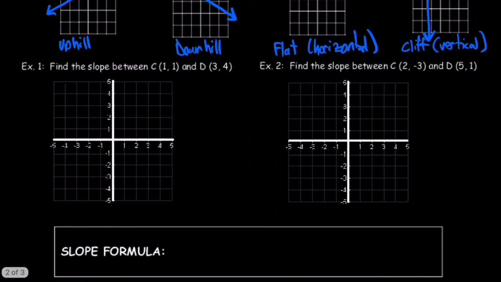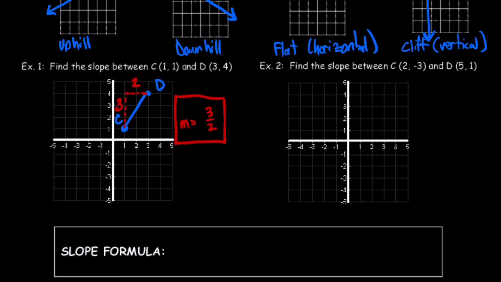First example, find the slope between C, which is 1, 1. Let's plot that point. There's C. And D, 3, 4. There's D. So I want to find the slope of that segment. So what I'd like you to do is create a right triangle. And what that does is it tells you what the rise is and what the run is. The rise is the vertical piece of this triangle. So count the blocks. 1, 2, 3. The rise is 3. The run is the horizontal piece. That is 2. So your slope here would simply be 3 over 2, which means up 3, right 2.